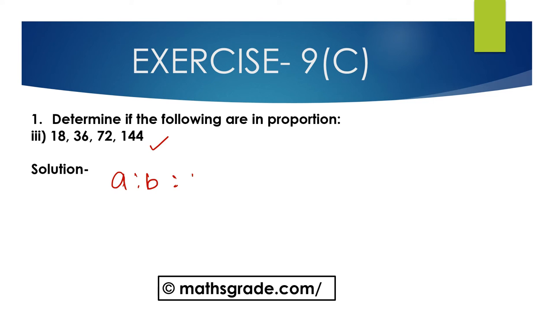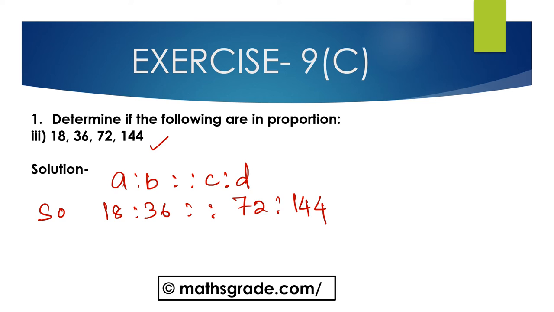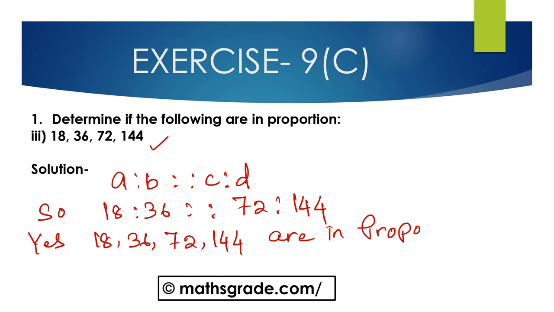A is to B is proportional to C is to D, because A is to B is equal to C is to D. So 18 is to 36 is proportional to 72 is to 144. Yes, these numbers are in proportion. Yes, 18, 36, 72, 144 are in proportion. So these numbers are in proportions.